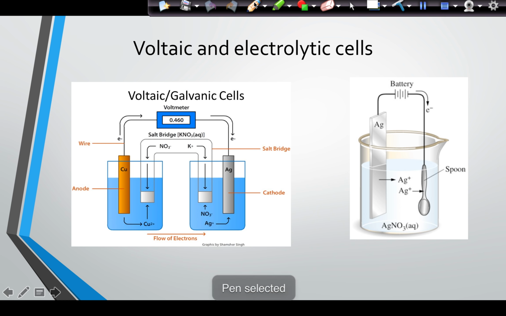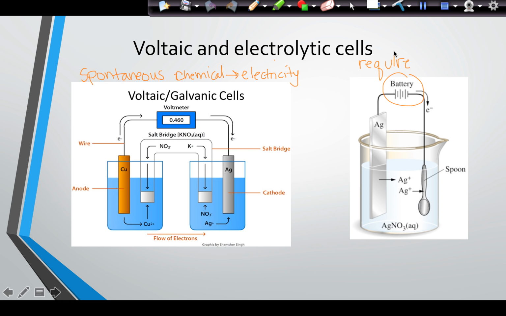When we talk about voltaic versus electrolytic cells, remember that voltaic cells, which are also called galvanic cells, are spontaneous redox reactions, where a redox reaction, which is a chemical reaction, produces electricity, whereas in an electrolytic cell, we require a power source because it is a non-spontaneous reaction, and we are going to take that electrical energy and convert it into chemical energy.